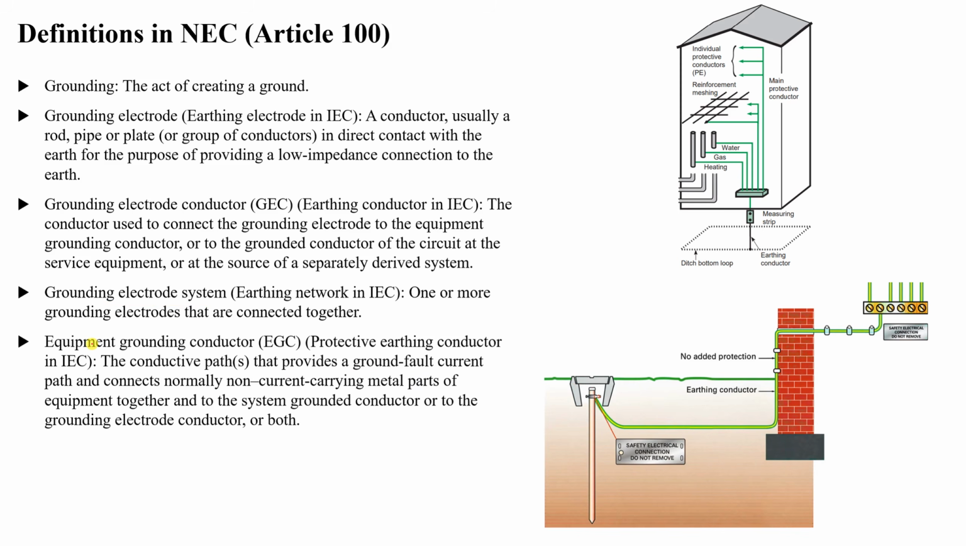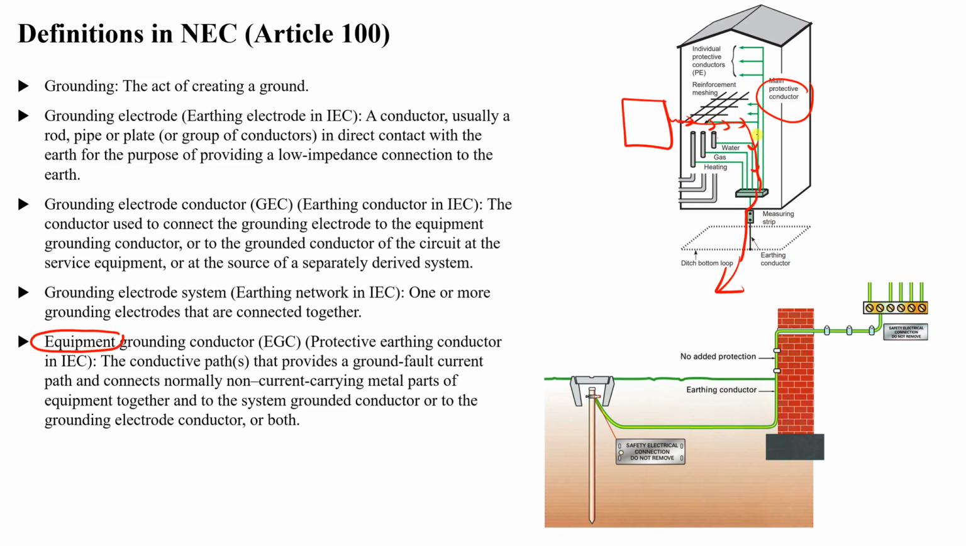Then we have what we call the equipment grounding conductor. You can see it is a grounding conductor specifically for equipment, which is the same as the protective conductor. It is the conductive path that provides a ground fault current path. So when we have a fault, it will give it a path. For example, if we have a metallic enclosure and we have a leakage current or any fault, then it gives it a ground fault connection like this to the ground.